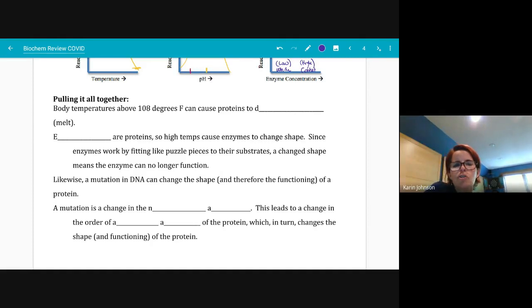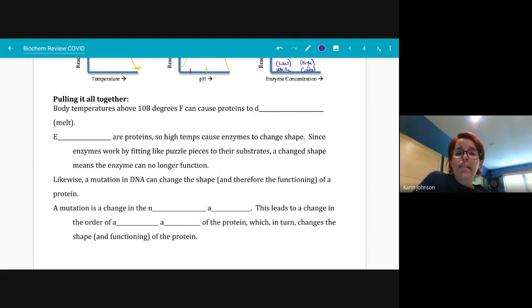So body temperatures above 108 degrees can cause proteins to denature, which means they melt, they fall apart. So when we have a really, really high fever, maybe you know somebody that had a really high fever, it's more common in children than it is in adults. But when they have that super high fever, it can cause brain damage, it can cause blindness, deafness, and death.